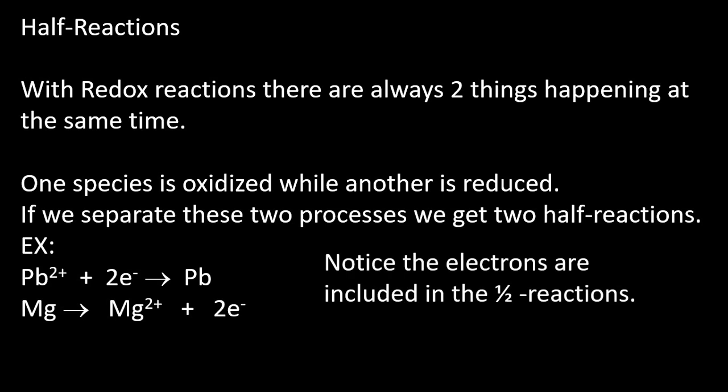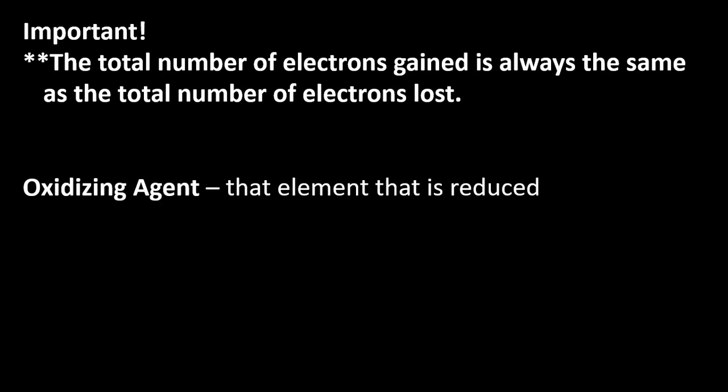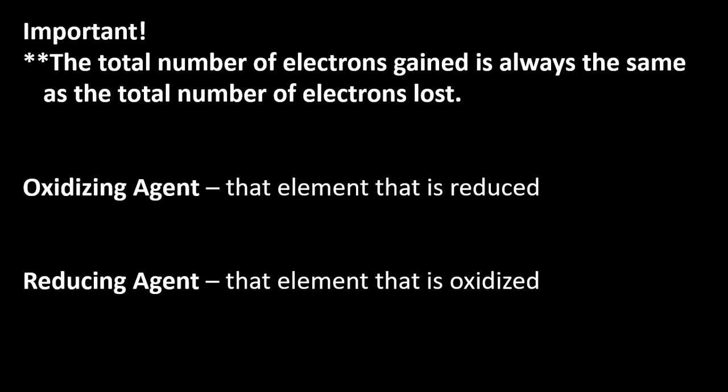Notice that with half reactions, the electron transfer is included. This is useful later on when we learn to balance these. And this is important: the total number of electrons gained is always the same as the total number of electrons lost. All right, so let's just review again. The oxidizing agent is the element that is reduced. The reducing agent is the element that's oxidized.